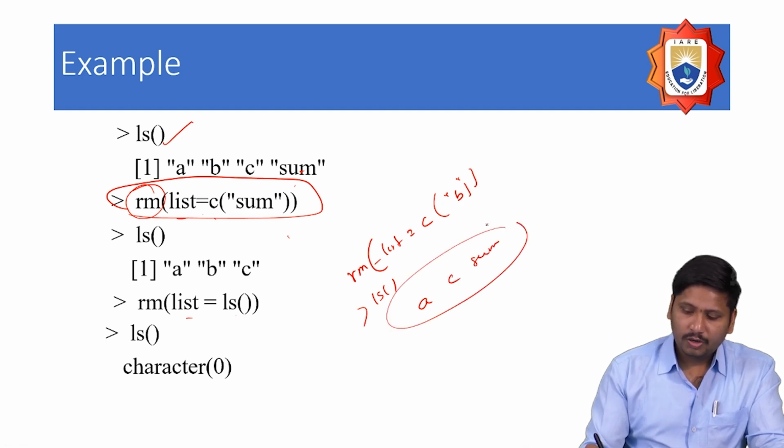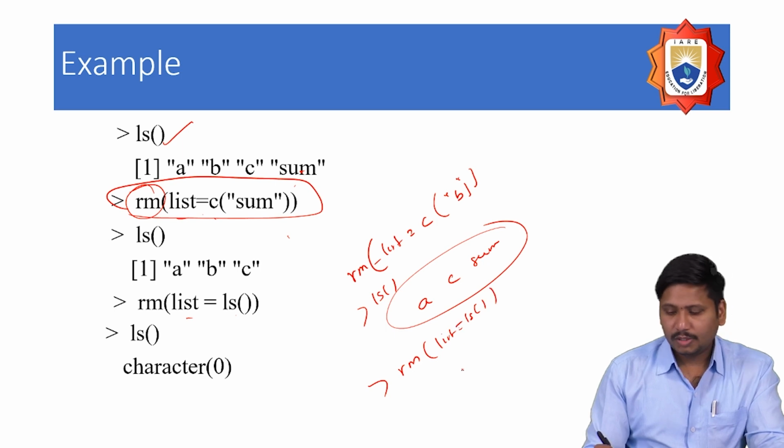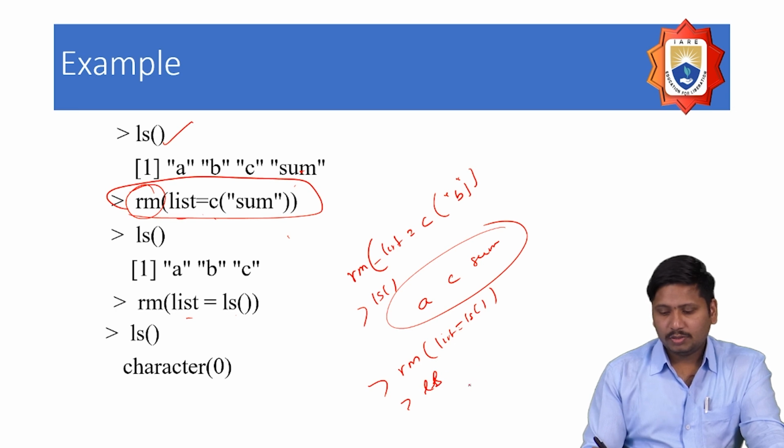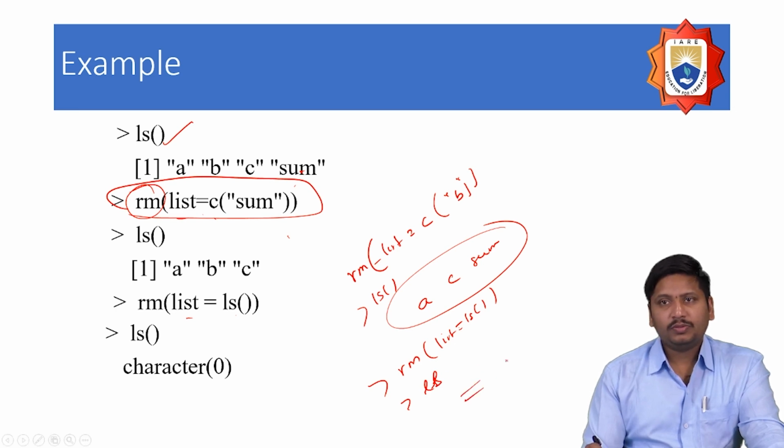If I want to delete all the variables at a time, what is the command here? rm of list equal to ls. After typing this ls, none of the variables is going to be printed.